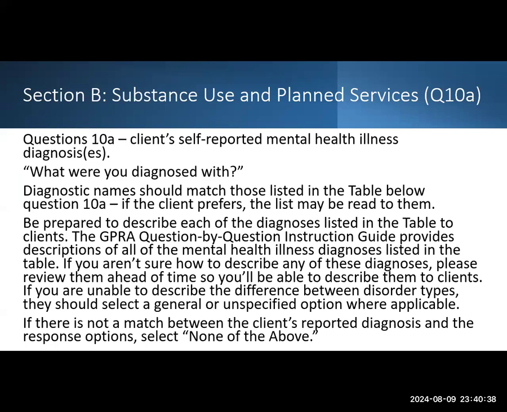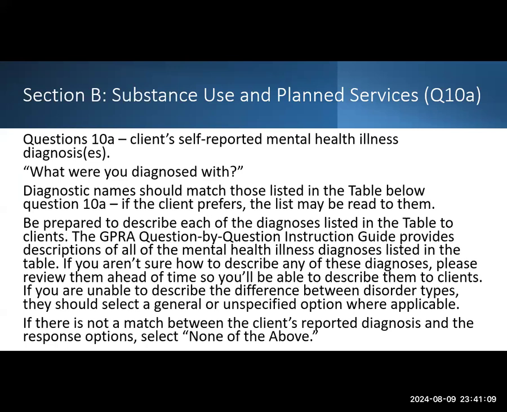If the client isn't able to give the exact name of a diagnosis as is listed in the table, for example, if they report that they have a mood or affective disorder, but don't know the type, like if it's major depressive disorder, bipolar disorder, etc., you should describe the differences between the diagnoses. If you're unable to describe the difference between disorder types, you should select a general or unspecified option where applicable. If there's not a match between the client's reported diagnosis and any of the response options, please select none of the above.